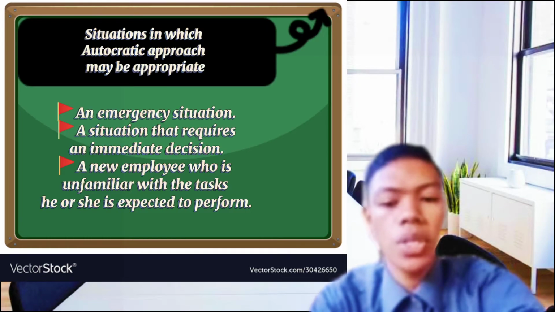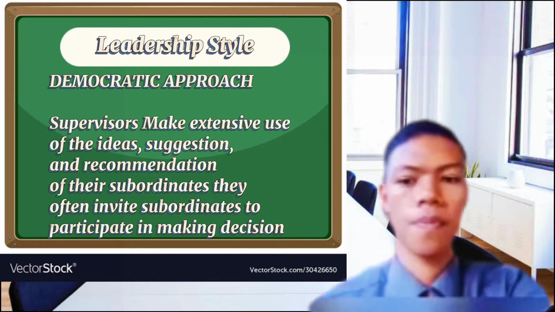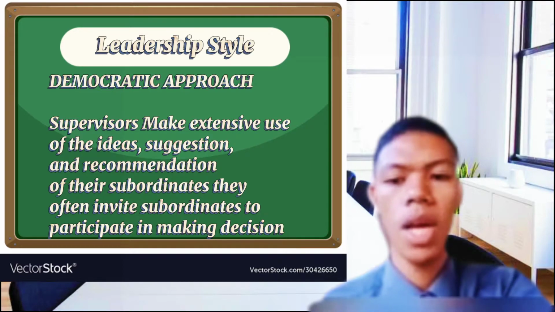There are situations in which autocratic approach may be appropriate. First, an emergency situation. Second, in a situation that requires an immediate decision. Then the last one is the new employee who is unfamiliar with the task he or she is expected to perform. In democratic approach, supervisors make extensive use of the ideas, suggestions, and recommendations of their subordinates.